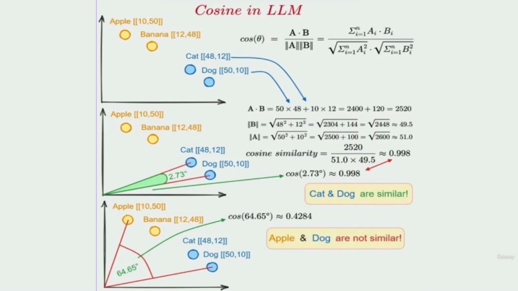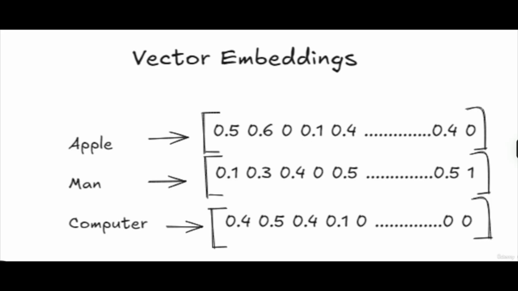Cosine similarity focuses only on the direction of vectors. It measures the angle between them. So even if two vectors are different lengths, if they point in the same direction, they represent similar meaning. In embeddings, that direction is what carries semantic information, which is exactly what we need when matching questions to answers.